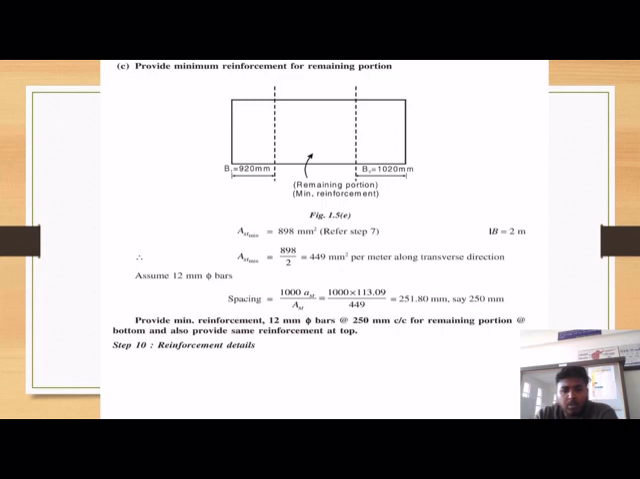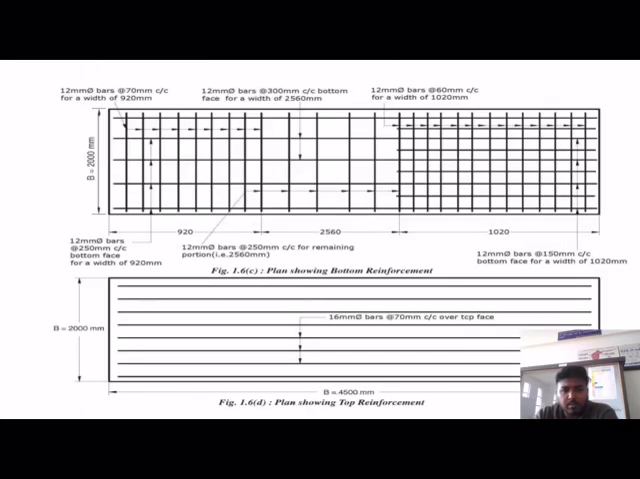Step 10. Reinforcement details. These are the details. Thank you.